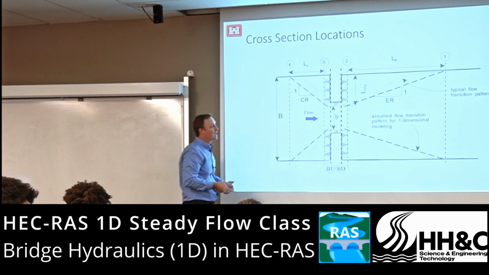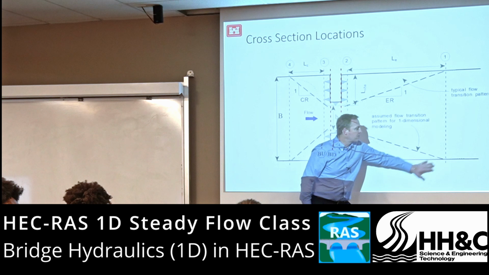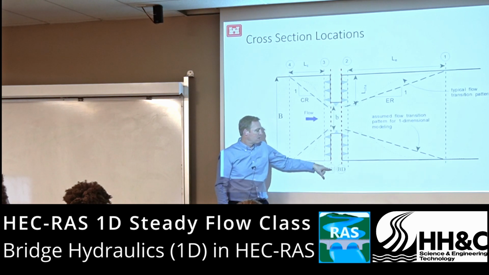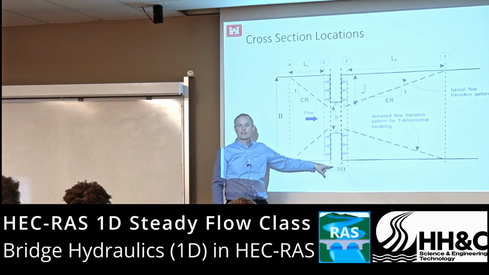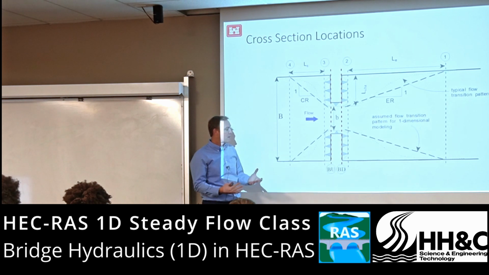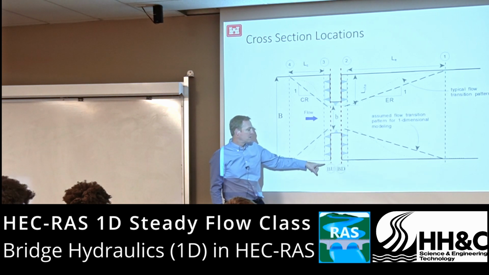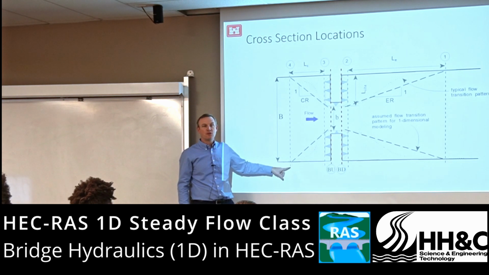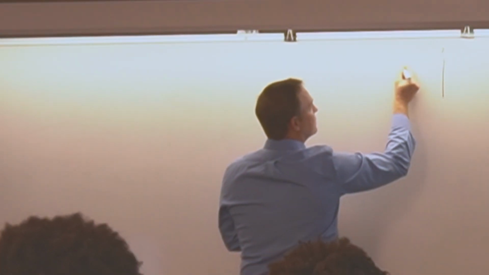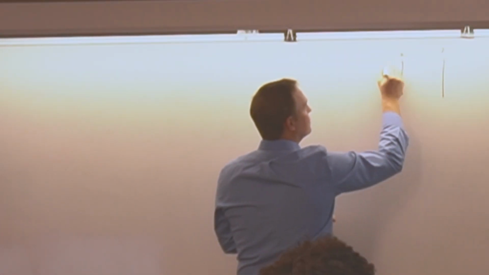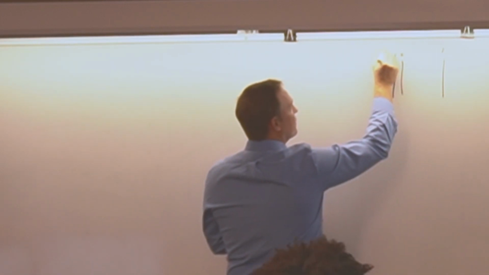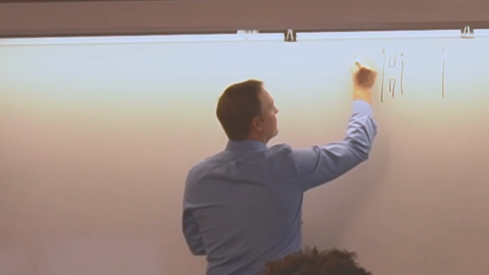But it's important to understand fully developed flow, fully contracted flow, these are our interior cross-sections in the bridge that have the bridge deck on the cross-sections, fully contracted flow, and then fully unobstructed flow. Okay? So we've got cross-section 1, 2, our bridge, 3, 4.